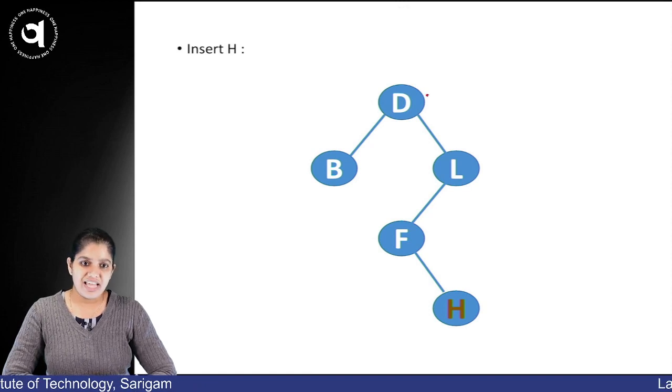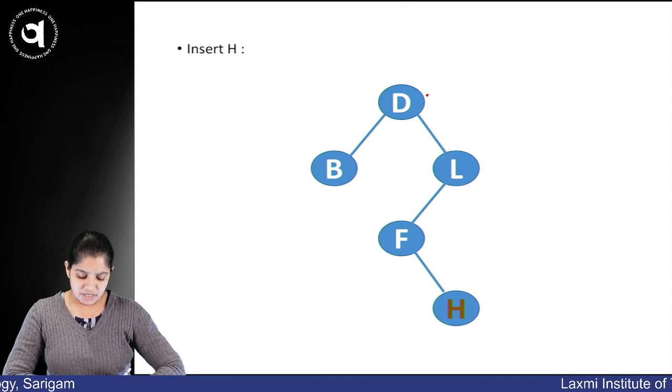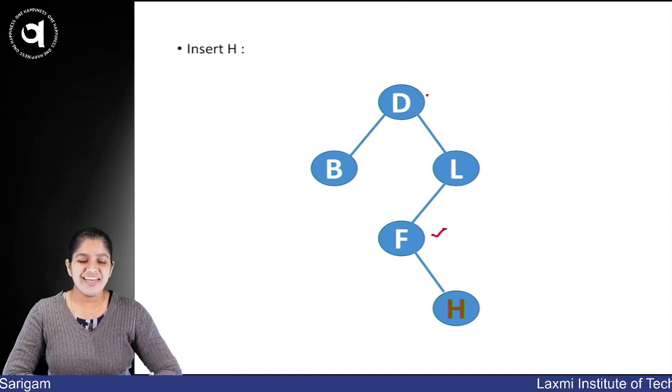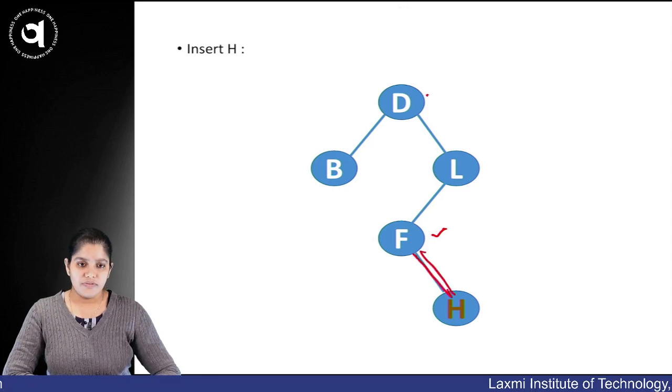So after D we have H, right? Then we need to check for the L, right? So H becomes before L, we have H, right? Then we need to check for the F, right? So after F we have H, right? So we need to add the H over here, right? So I hope you understood this, right?